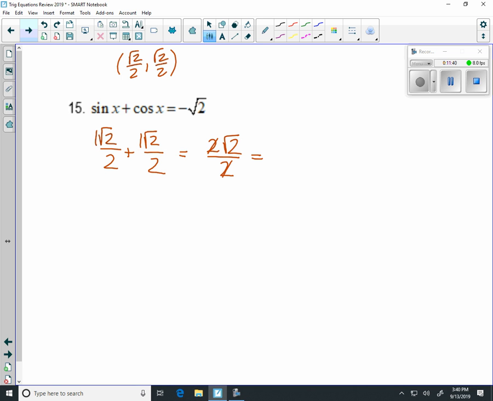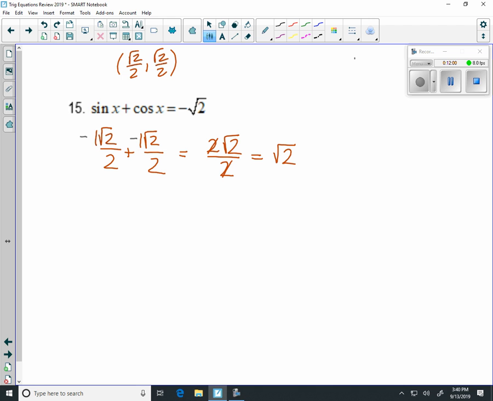So this was lovely. It didn't get me to the final answer, but it did get me ridiculously close. So it didn't give me a negative radical 2, but it did give me a radical 2. So what do I need here? I need the pair where these are both negative. I can't have one negative and one positive. That would just add to 0.